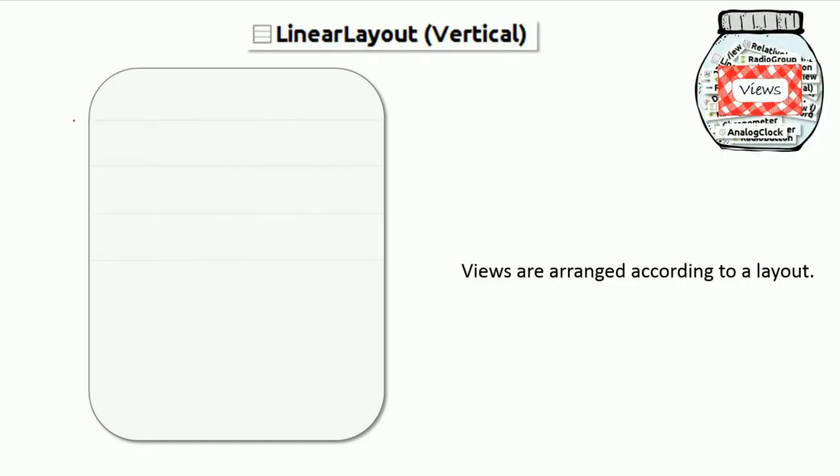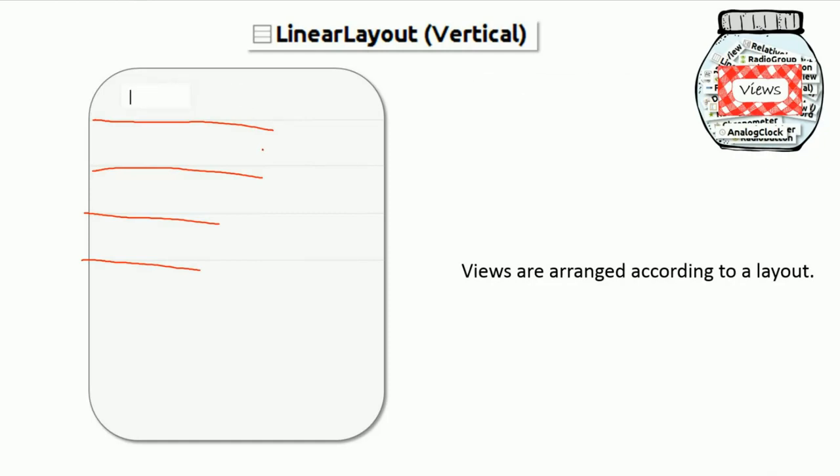Android allows you to organize the views on the screen in different ways. For instance, if I use a vertical linear layout, my screen is divided into rows, and each row will receive a view in the order I provide them. Let's say I want to create a simple calculator to add two numbers. I'll need first an edit text for the first operand. It goes into the first row.